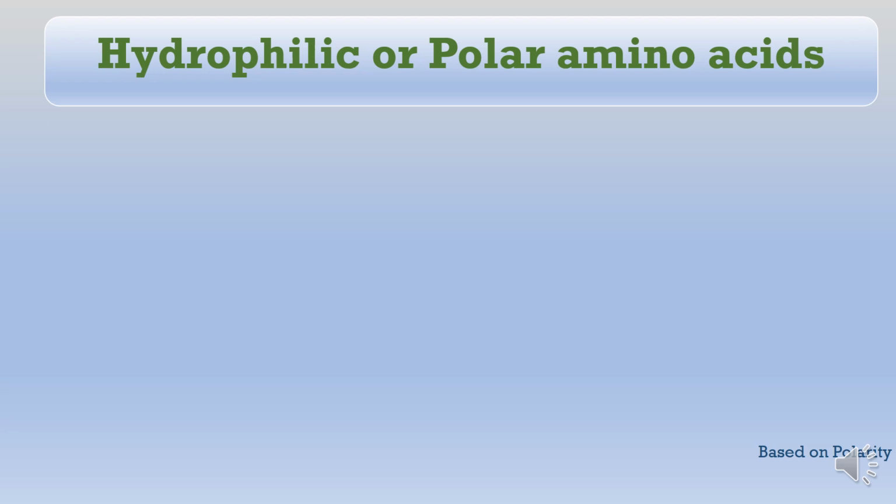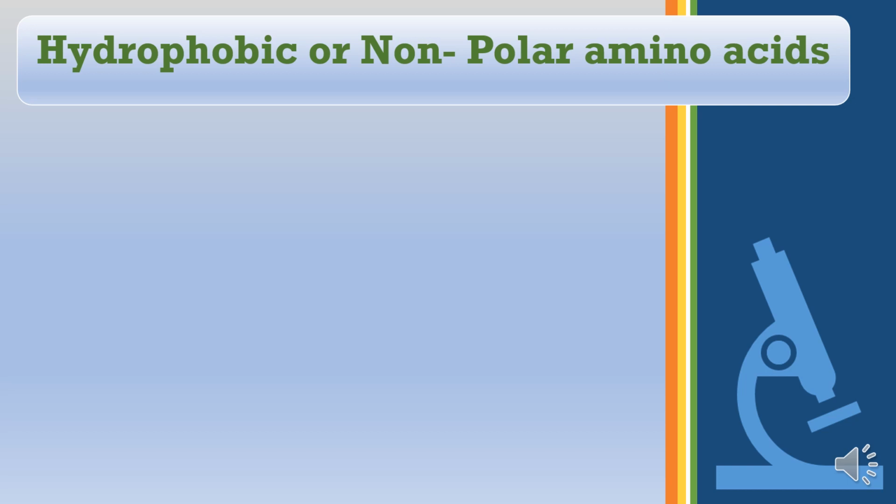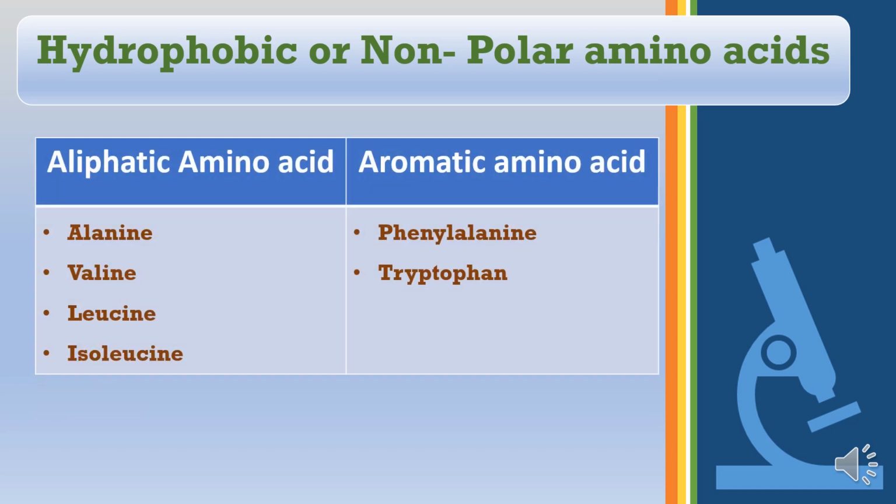What about hydrophilic, the polar amino acids, water-loving? Negatively charged amino acids such as aspartic acid and glutamic acid. Positively charged hydrophilic amino acids such as lysine, arginine, histidine. Then uncharged: serine, threonine, tyrosine, asparagine, glutamine, cysteine, and glycine. Hydrophobic amino acids, also called non-polar amino acids, come under aliphatic and aromatic amino acids. Aliphatic amino acids such as alanine, valine, leucine, and isoleucine. Aromatic: phenylalanine and tryptophan.